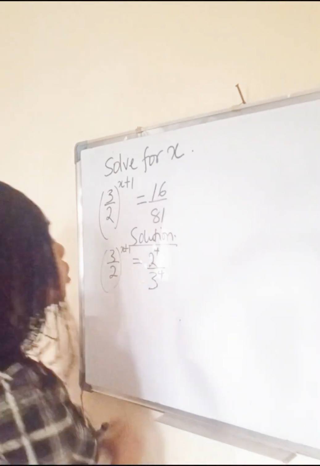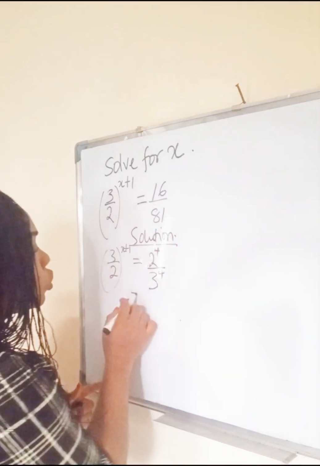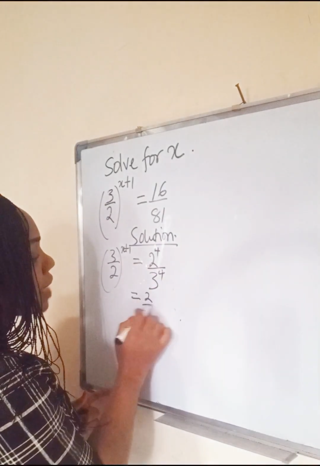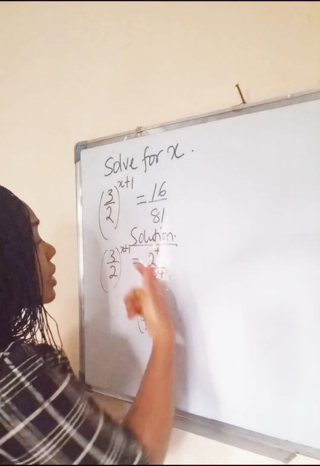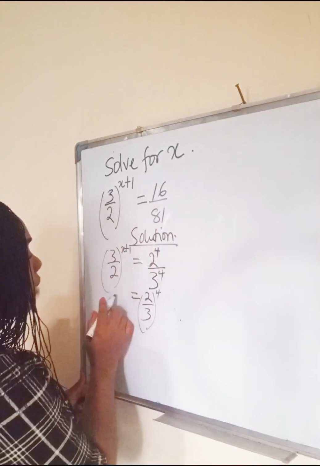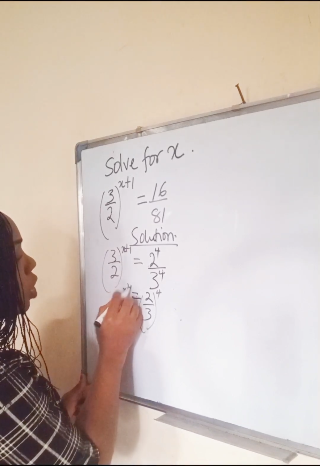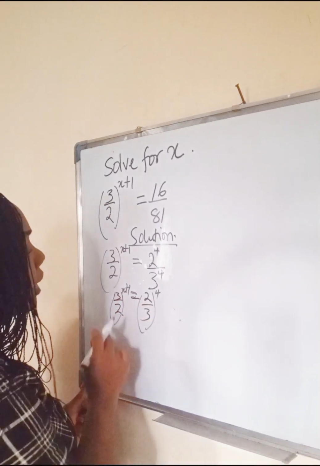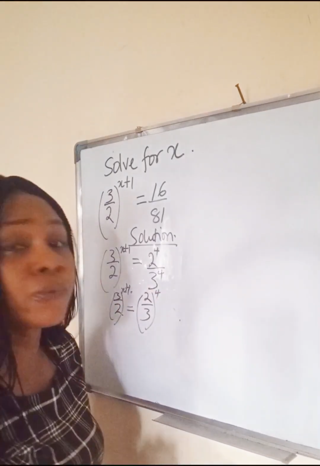Now we have this, and their powers are the same. So we can go ahead and write this as (2/3) all raised to the power of 4, because their powers are the same, according to the law of indices. So we have (3/2)^(x+1) equal to (2/3)^4.